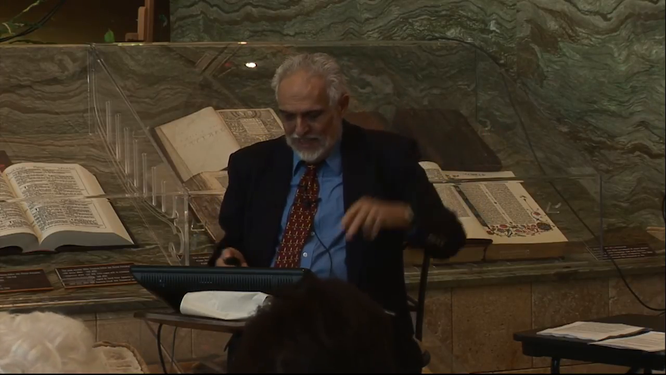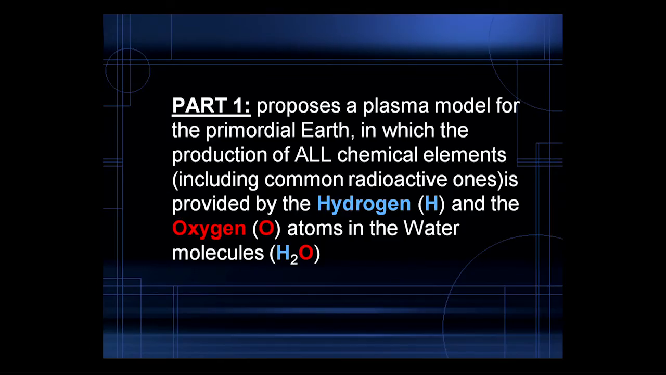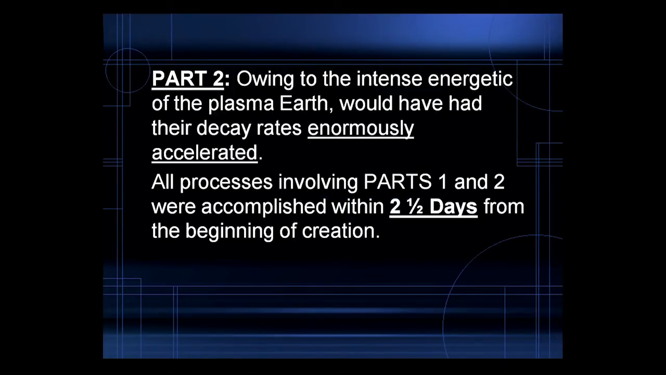Let's move on. Two elements, hydrogen and oxygen, are going to be the source of all the chemical elements in the periodic table. Okay? Now, the intense energy of the plasma is going to be sufficient to allow fusion reactions, nuclear fusion reactions, to take place. And we modeled those reactions and showed that all of the processes are completed within 2.5 days.